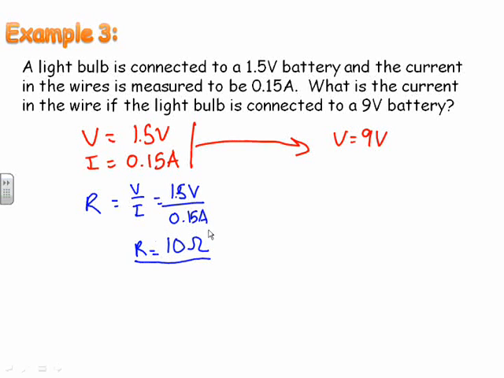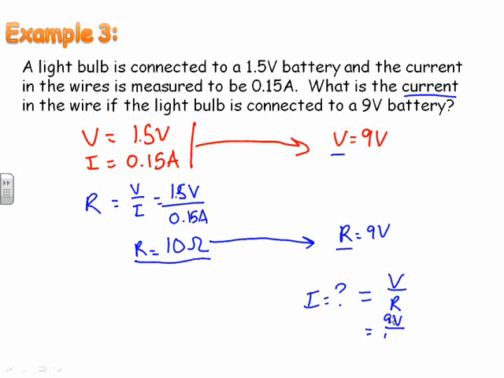Now the resistance of something doesn't change very easily. We can make it change if we increase its temperature and things like that, but we don't have to worry about that here. So if we have 10 ohms of resistance, then that's going to get thrown over here. We're not asked for resistance, we're asked for current. So if we have voltage and we have resistance, we're looking for current. How do we find that? Well, current is going to be equal to V divided by R. So if the voltage is 9 volts and we're dividing it by 10 ohms of resistance, that's going to be 0.9 amps. So the current that we're looking for is 0.9 amps.